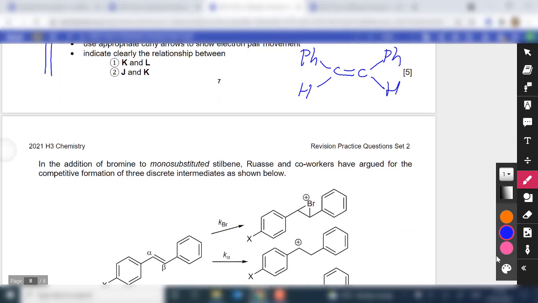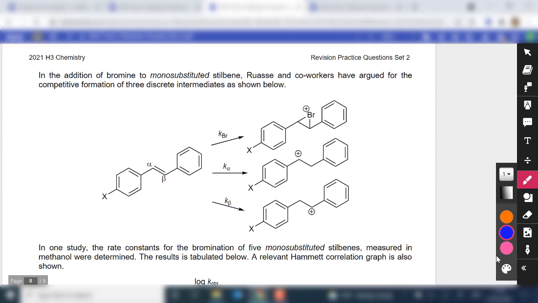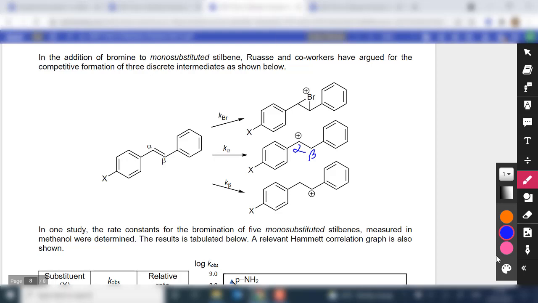And then for the final parts, you were told that in the addition of bromine to mono-substituted stilbene, Ross and co-workers have argued for the competitive formation of the three discrete intermediates as shown. So basically what they are trying to show us is that it need not be a cyclic bromonium intermediate. It could be one with the plus charge at what they define as the alpha carbon, or it could be the other one with the plus charge at what they define as the beta carbon, or it could jolly well be the cyclic bromonium.